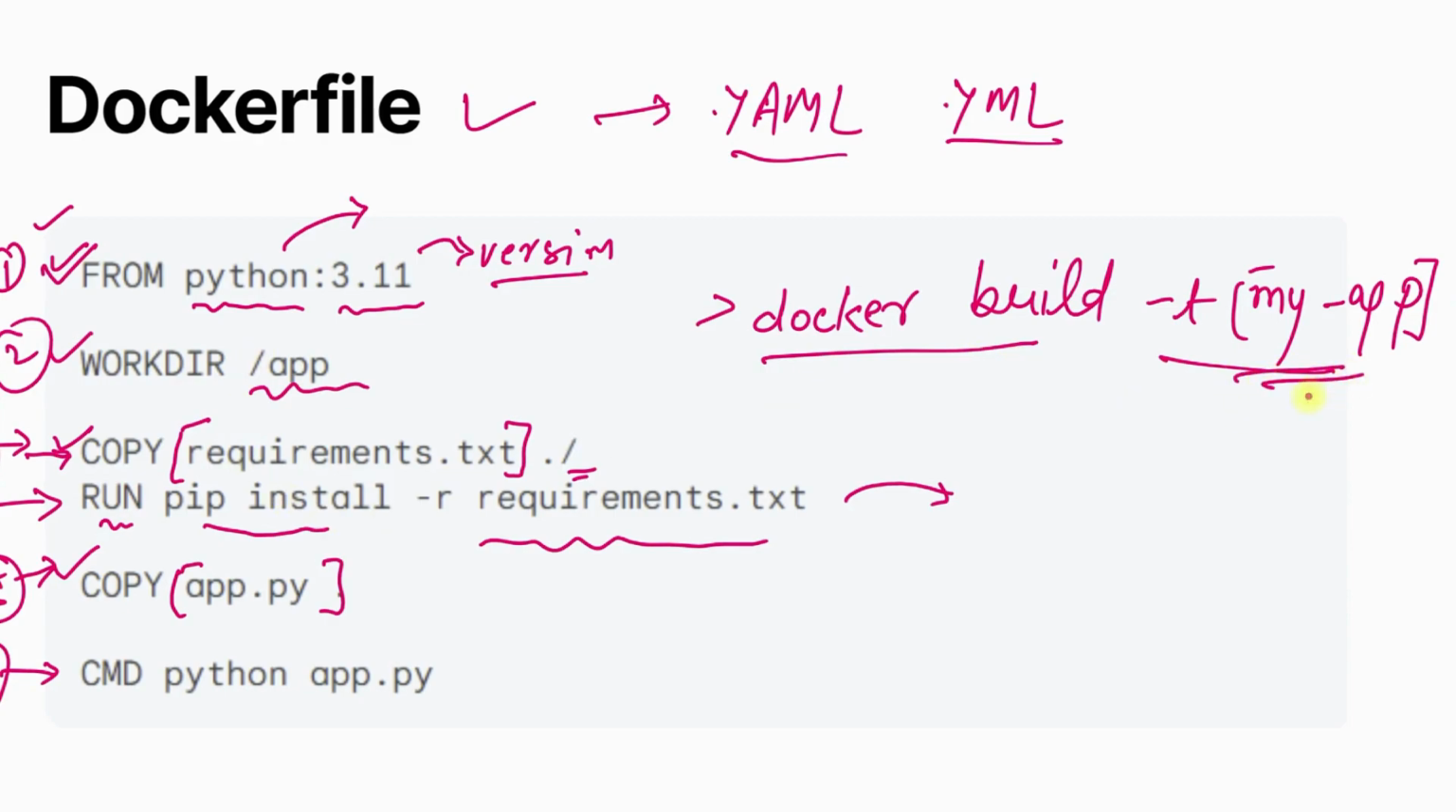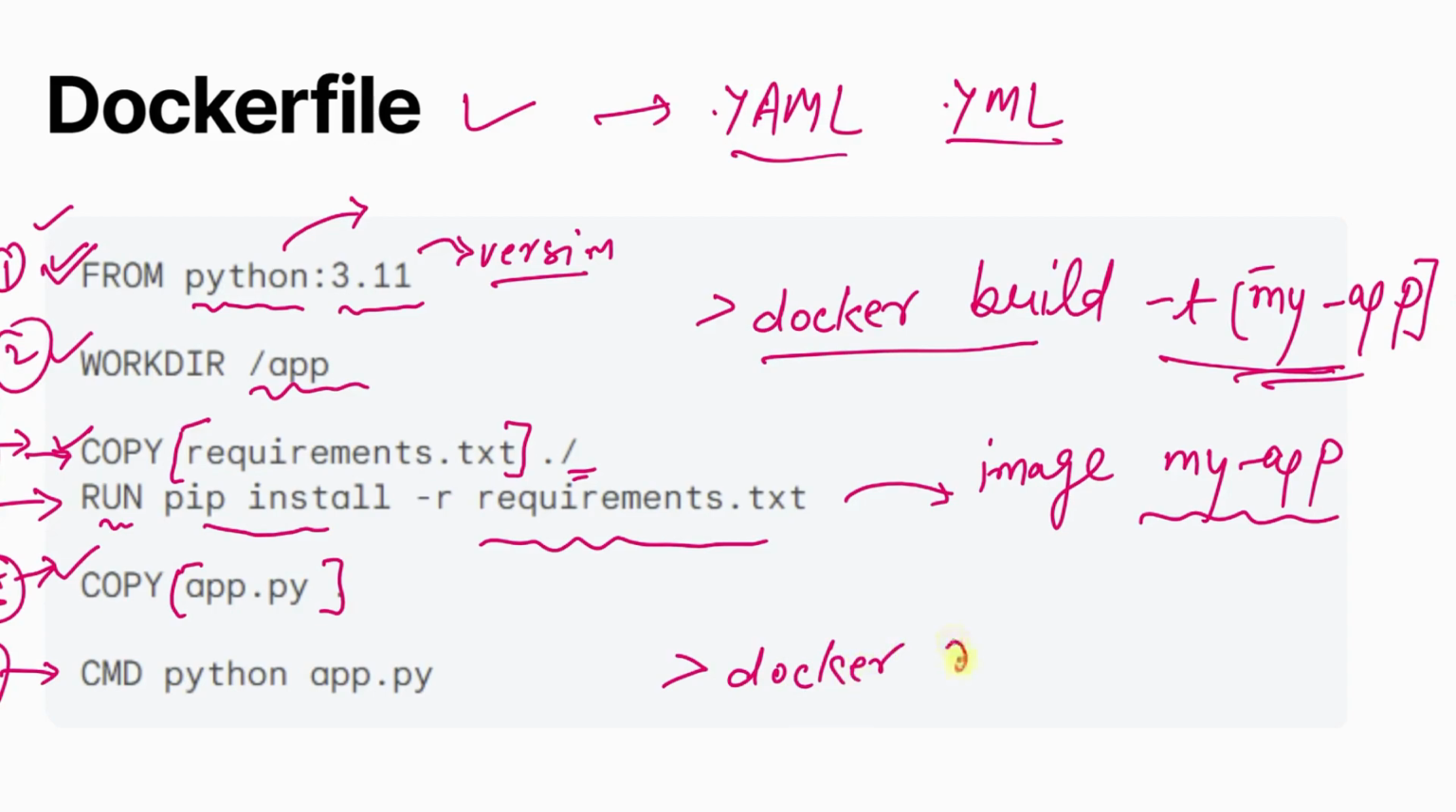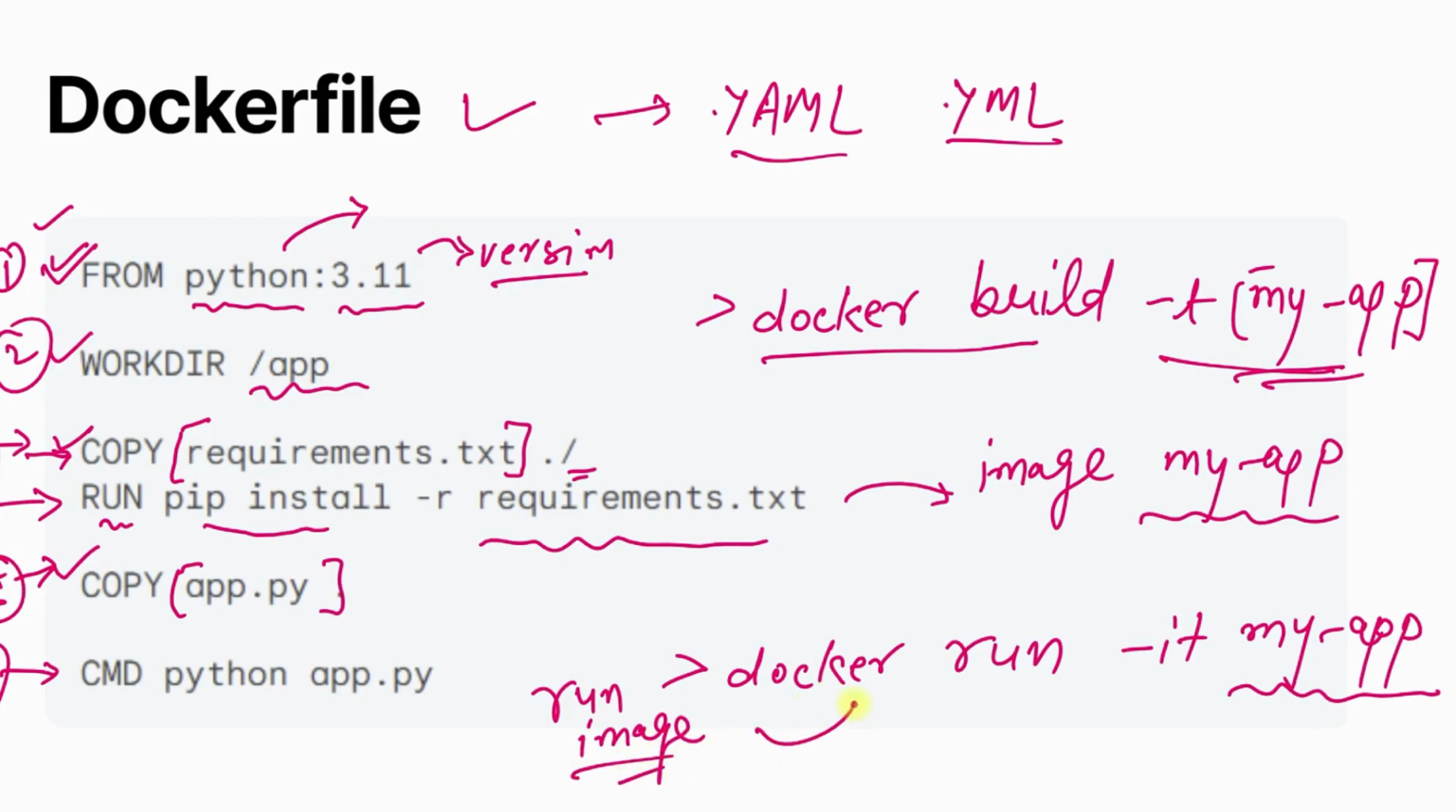Now after this, we created the image, and now our image will be my app. If you search, it will show you your image there, available. Now you can run this image. For running this image, you need to run a command like docker run. In an interactive way you need to run it, then you need to specify the image name. So to run the image, you need to run this command.